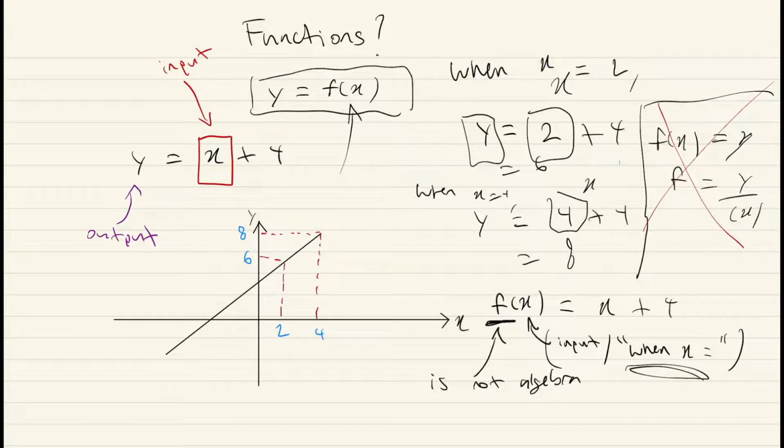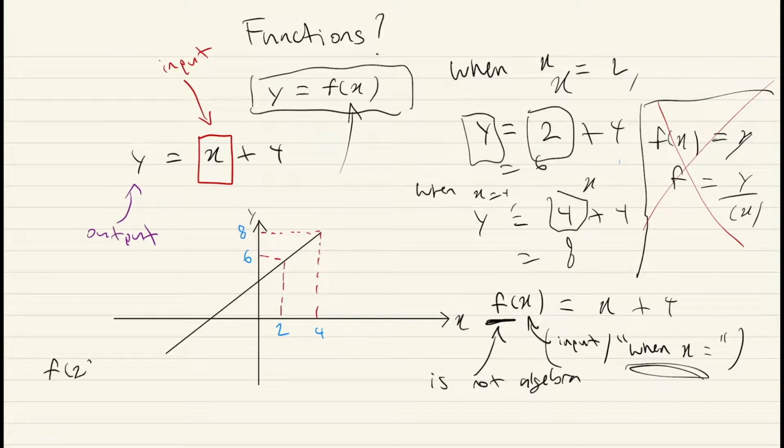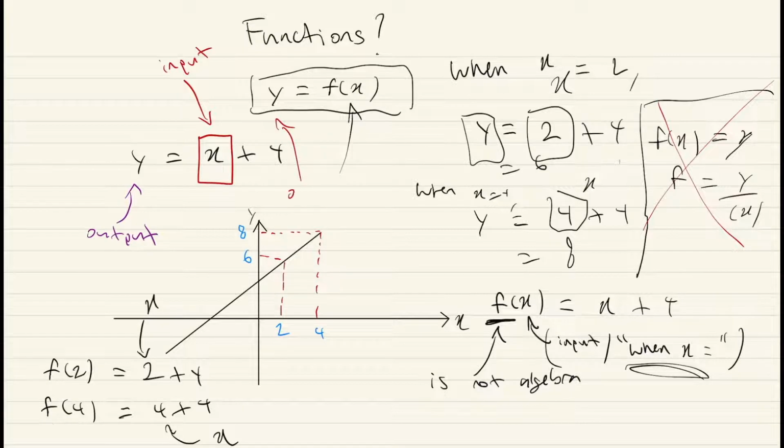So if we have f of 2, it will be 2 plus 4. So this was x previously. If we have f of 4, it will be 4 plus 4, and this will be your x. So I hope now you understand what functions are. It's a very similar concept. It's basically input and output. Very simple. So in a graph, instead of y, you can represent it as f of x over here, and x.